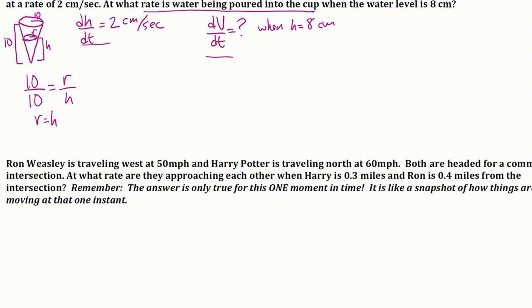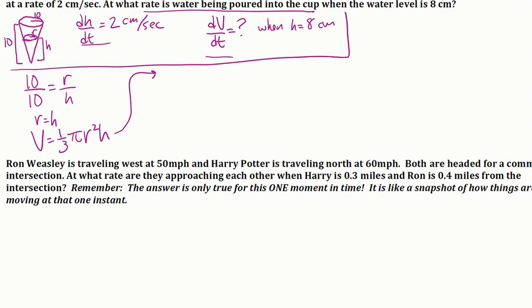So if the radius is equal to the height, and I need to set up an equation that relates volume and height, I know the volume of a cone is 1/3 pi r squared h. I'm going to write this all in terms of h since I know what dH/dt is, and I'm looking at when my height is 8. So in order to rewrite this so that it's just a bunch of h's, since r is equal to h, that's 1/3 pi h squared times h, which is 1/3 pi h cubed.